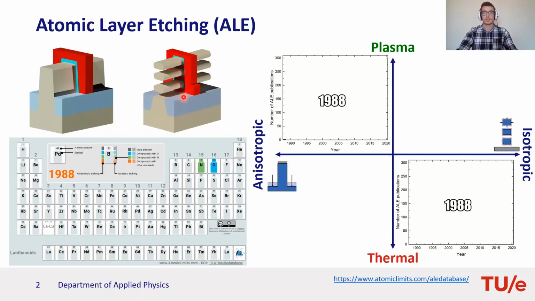The gate-all-around field effect transistor quite nicely illustrates that we will need both anisotropic ALE and isotropic ALE to achieve these complex devices. Anisotropic to define the fins, and isotropic to define the nanowires.